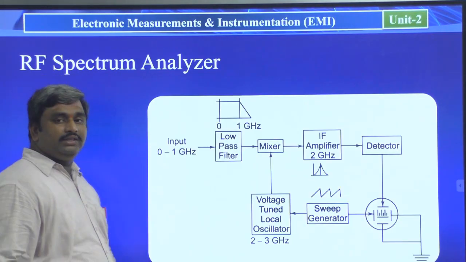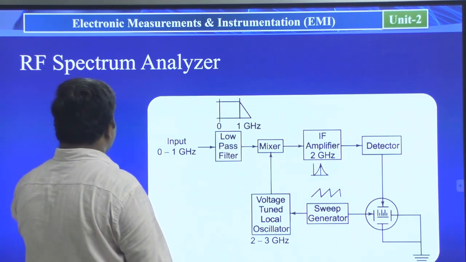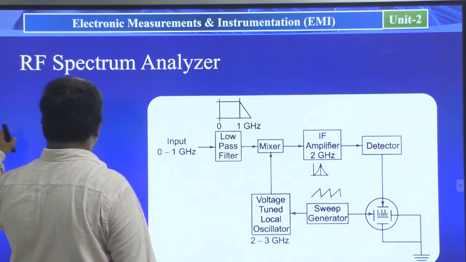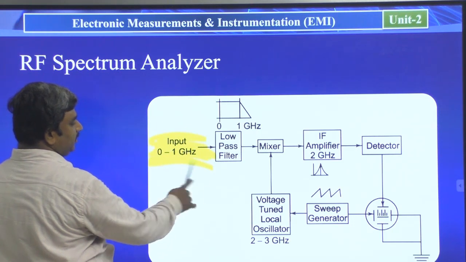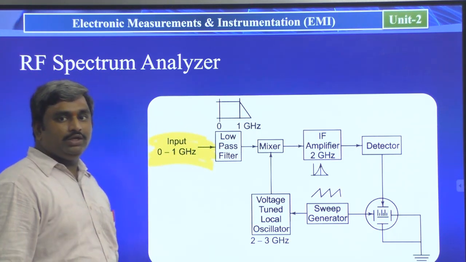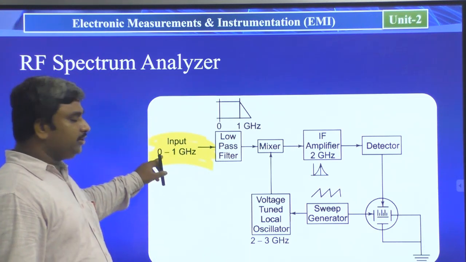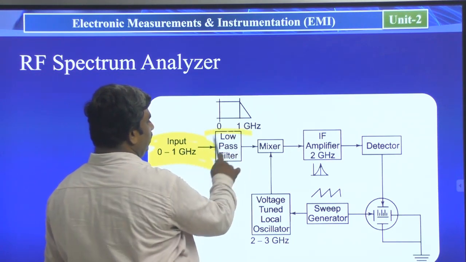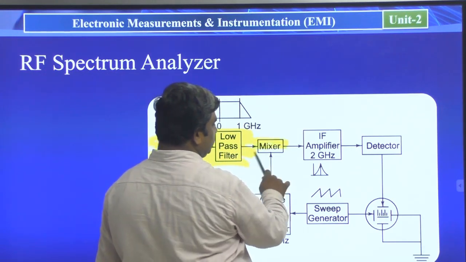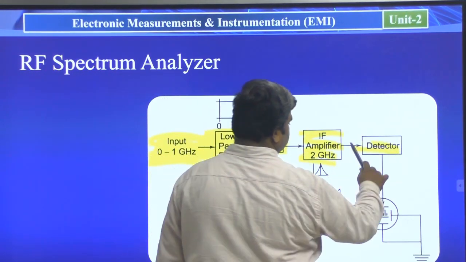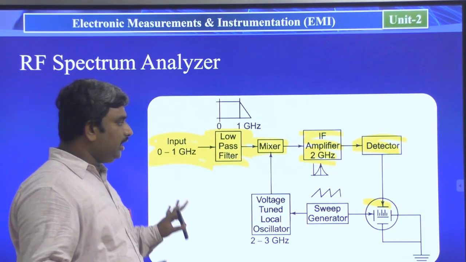Next, see here, this is the RF spectrum analyzer. First we have the input signal block, with an input signal from 0 to 1 gigahertz. Generally, this is the RF based frequency range. Then we have a low pass filter, then the mixer stage, then the IF amplifier, next the detector, and next the vertical deflection plates. So everything is normal as in a basic spectrum analyzer.